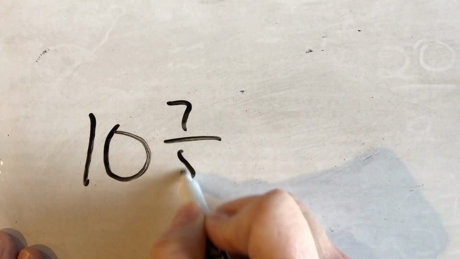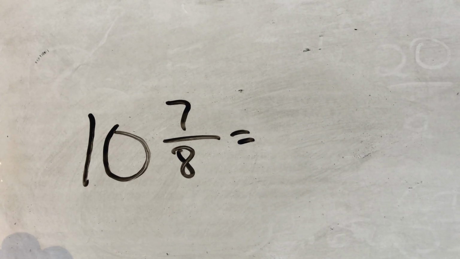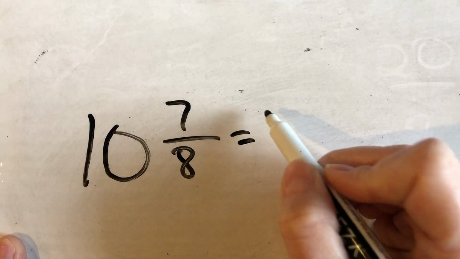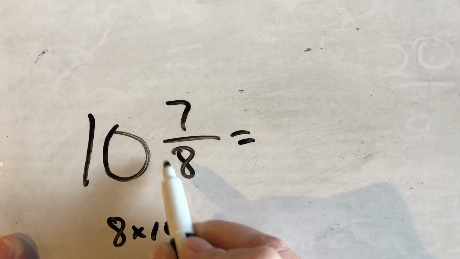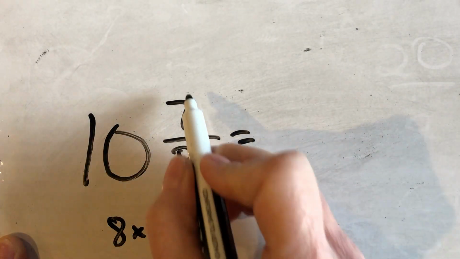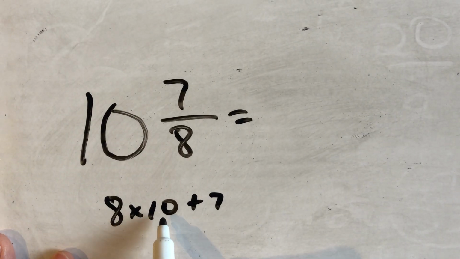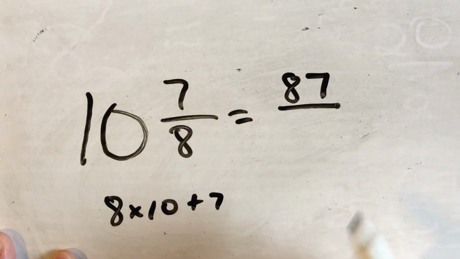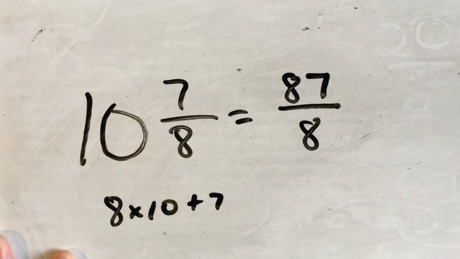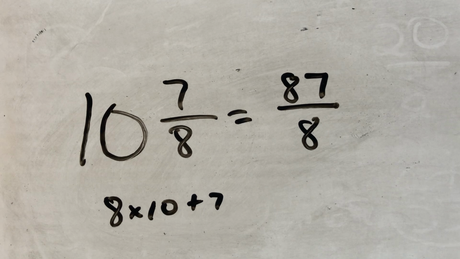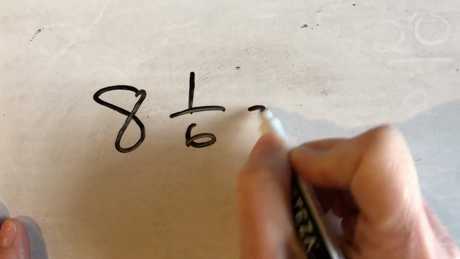All right, let's try another one. Let's try 10 7/8. Again, press pause, work it out, press play when you're done. All right, I'm going to do 8 times 10 because I know this means I have 8/8 10 times, plus that extra 7. This will give me my numerator. So 8 times 10 is 80 plus 7 is 87. And my denominator doesn't change. So I would have 87/8.